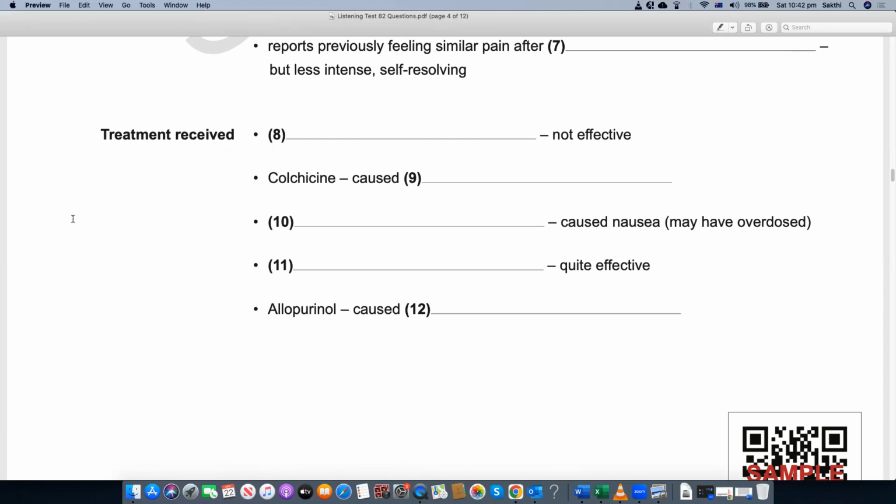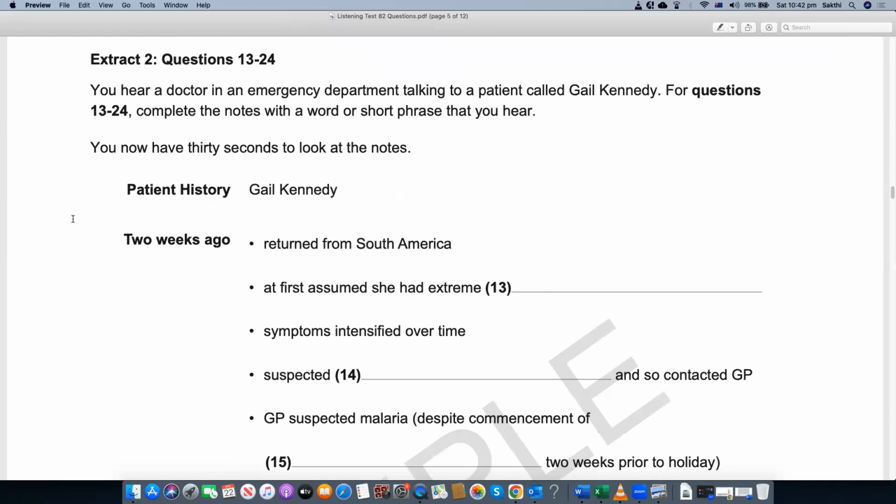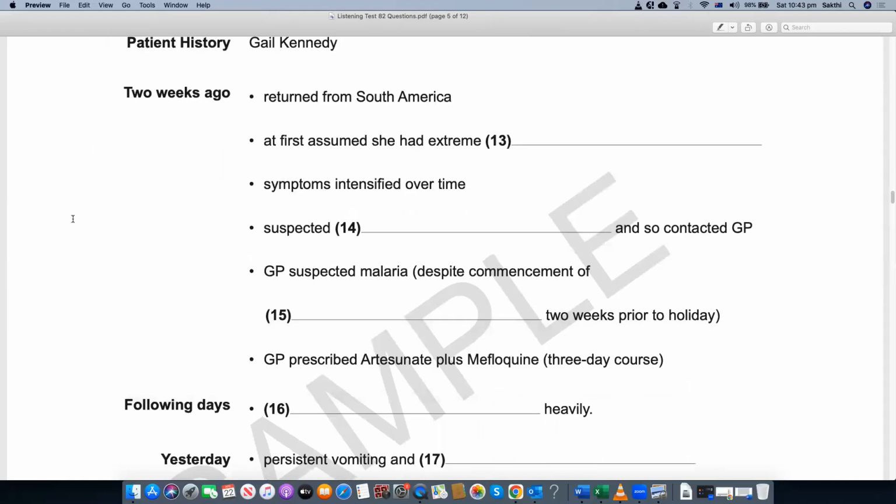Extract 2, questions 13 to 24. You hear a doctor in an emergency department talking to a patient called Gail Kennedy. For questions 13 to 24, complete the notes with a word or short phrase. You now have 30 seconds to look at the notes.